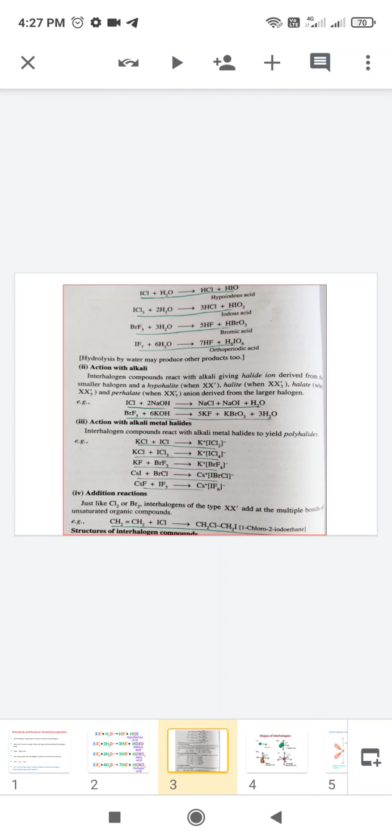ICl reacts with water to form HCl plus HIO. Similarly, ICl3 reacts with water to form HCl plus HIO2. BrF5 reacts with water to form HF plus HBrO3. And IF7 reacts with water to form HF plus H5IO6. Now the reaction with alkali.